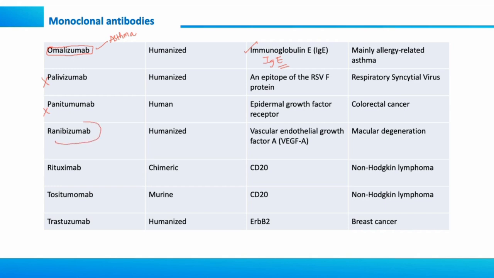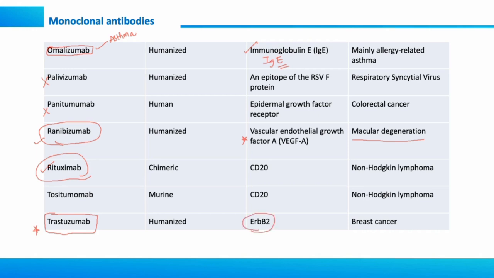This is important because it is used in macular degeneration, because it is a vascular endothelial growth factor inhibitor, like bevacizumab. Ranibizumab is also used in macular degeneration because it is a vascular endothelial growth factor inhibitor. Rituximab is commonly used in clinical practice for NHL, important, and focus here again. Trastuzumab, very important because we use it in breast cancer.